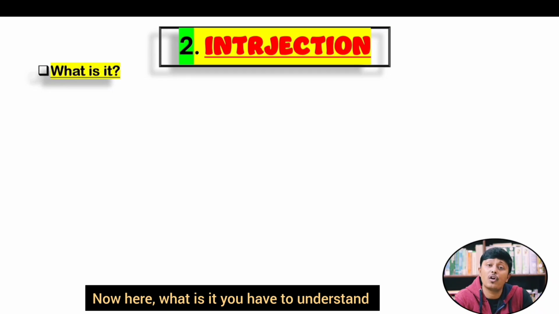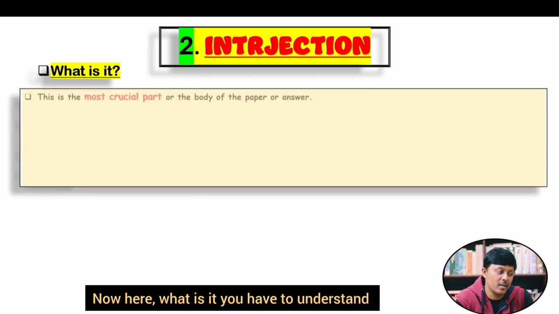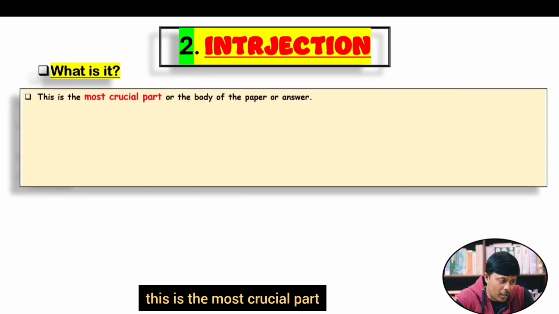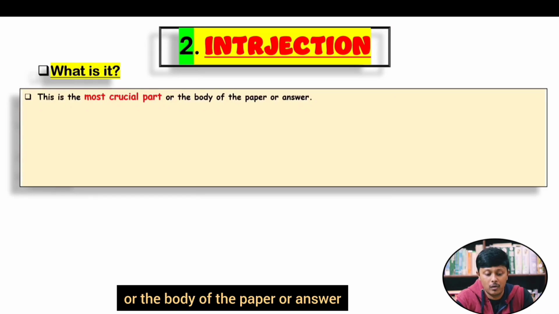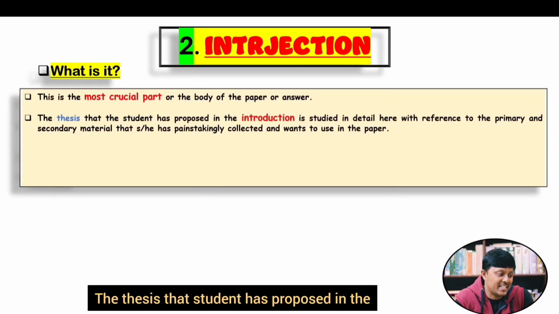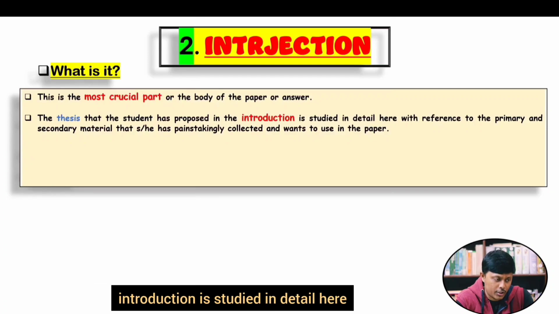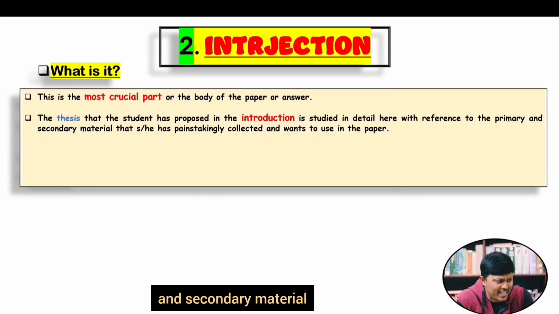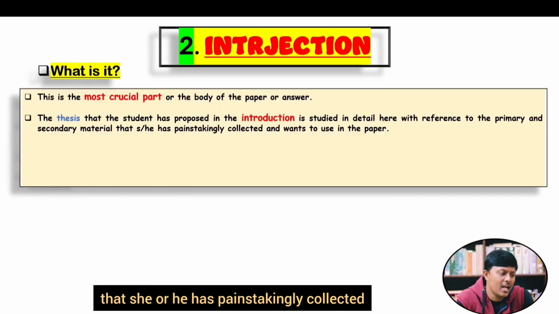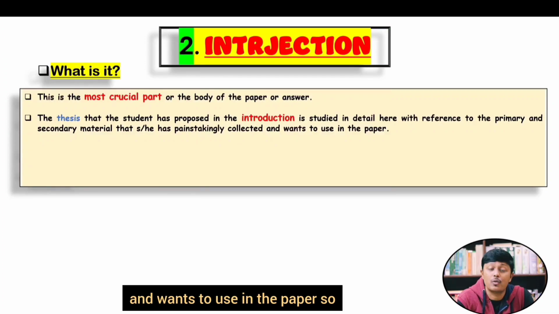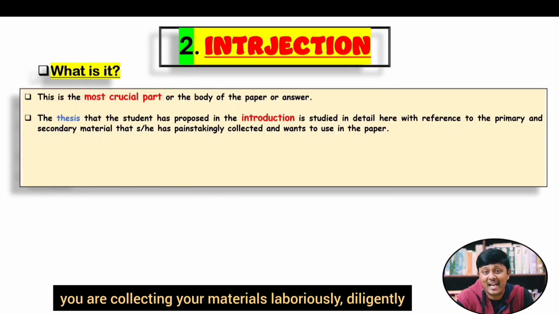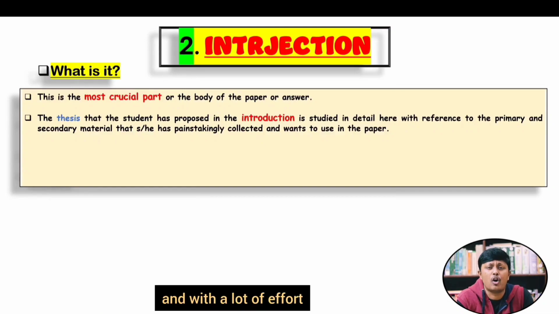Now here, what is it you have to understand? This is the most crucial part of the body of the paper or answer. The thesis that the student has proposed in the introduction is studied in detail here, with reference to the primary and secondary material that she or he has painstakingly collected and wants to use in the paper. So you are collecting your materials laboriously, diligently, and with a lot of effort.